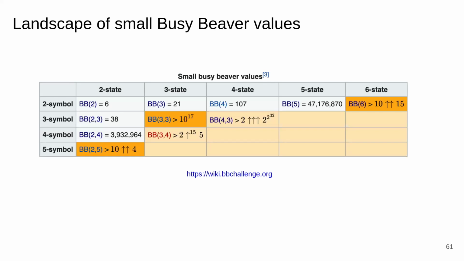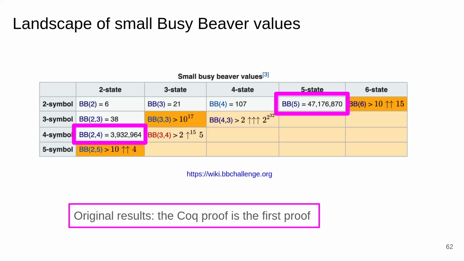Yeah, and as a final sort of landscape, here, this table on our wiki pages, we show the landscape of small Busy Beaver values. So what we've done is that we've proved two new values.